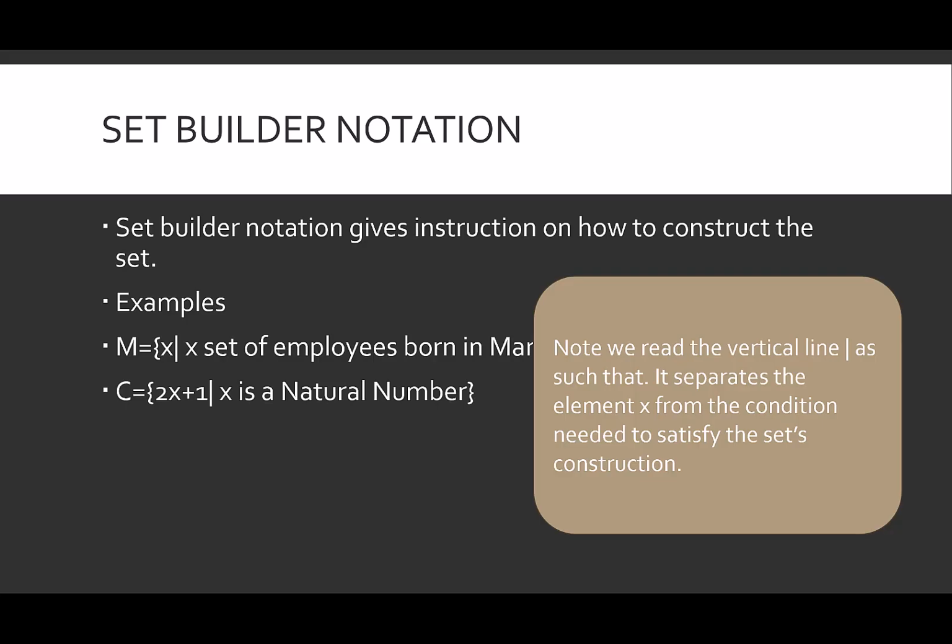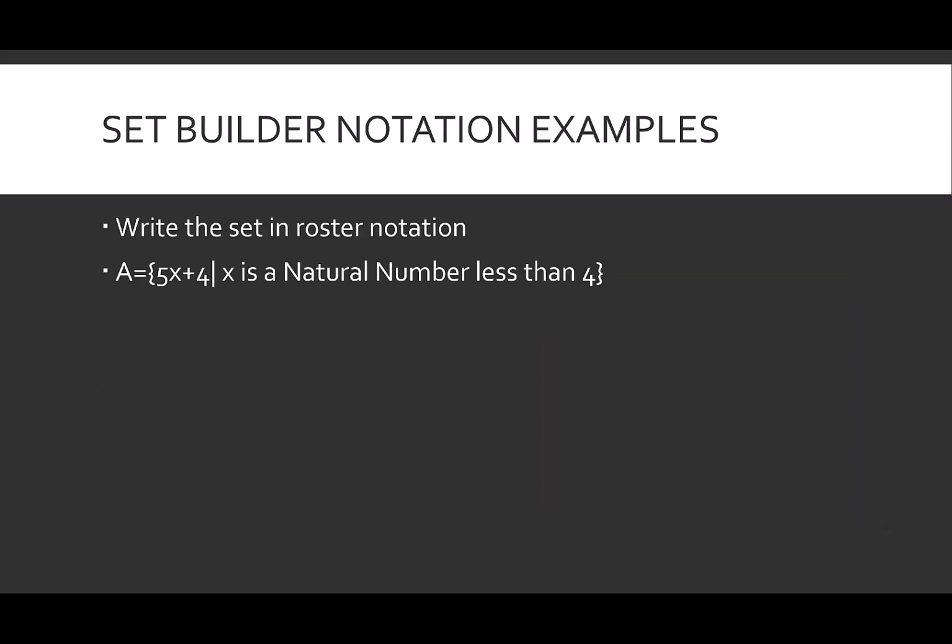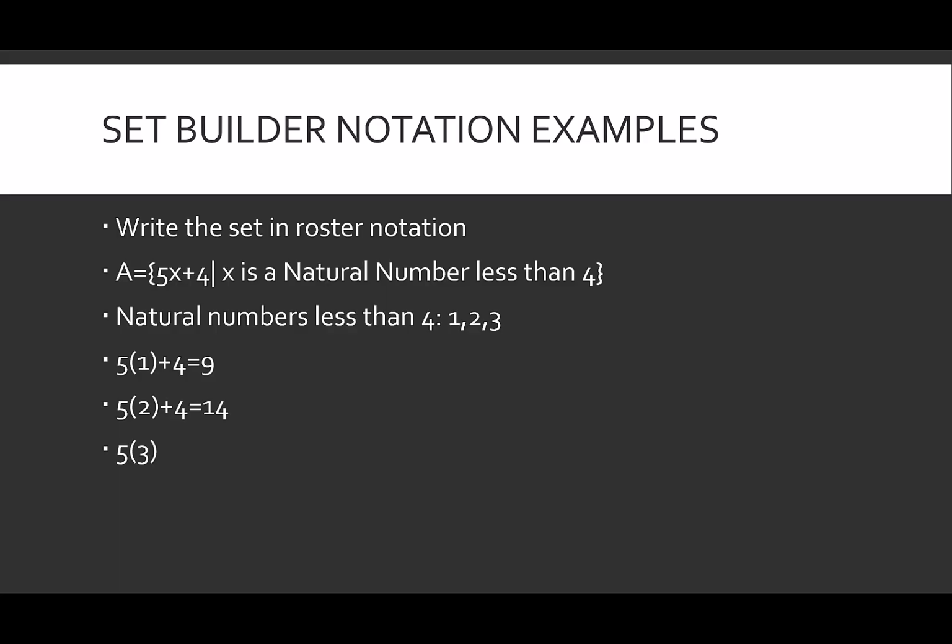Let's try writing the set A equals the set of 5x + 4, where x is a natural number less than 4, in roster notation. Natural numbers less than 4 consist of the numbers 1, 2, and 3. Then, if I multiply 5 times 1 plus 4, I get 9. 5 times 2 plus 4 gives me 14. And 5 times 3 plus 4 gives me 19. This says my set A can be written as {9, 14, 19}.